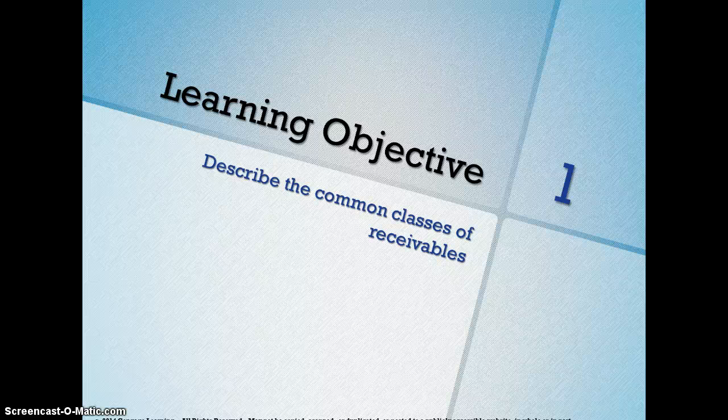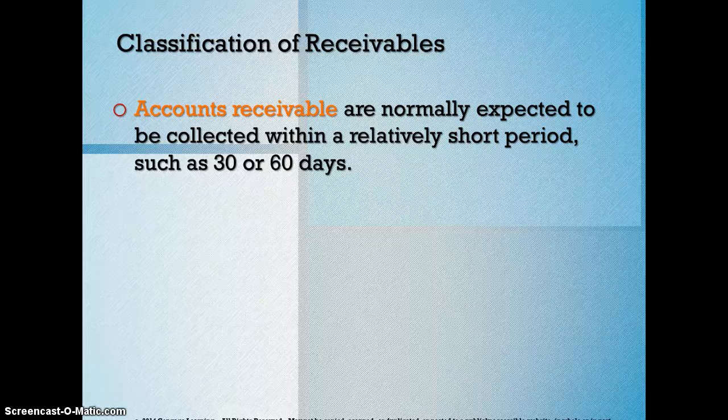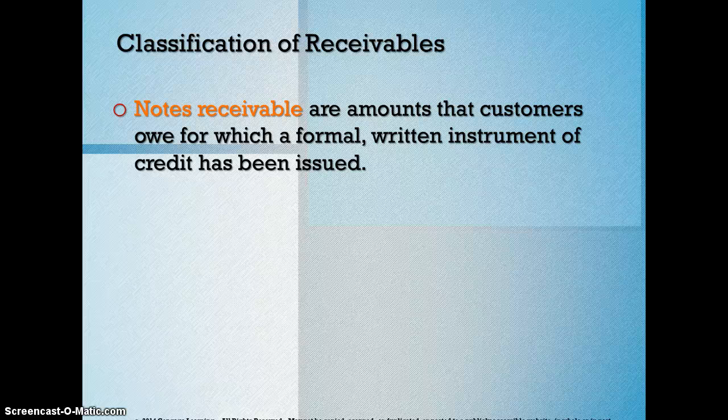Objective 1 says describe the common classes of receivables. There are 3 common classes. The first is accounts receivable, and these are normally short periods of time, within like 30 or 60 days, depending upon what the company has set as their policy. The second type is a note receivable. A note receivable is a much more formal instrument, and it's for longer periods of time, and normally involves interest, and it's for a set amount of time as well.